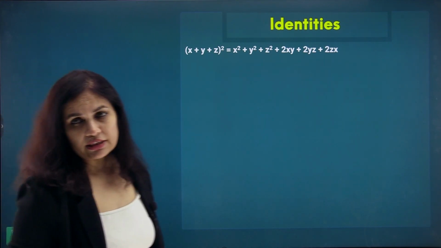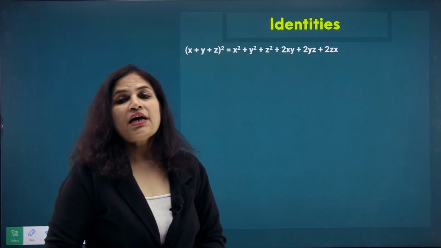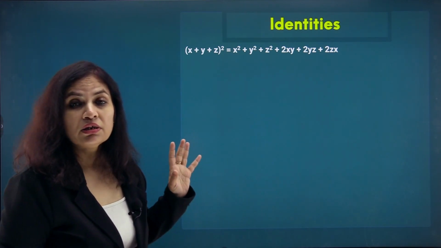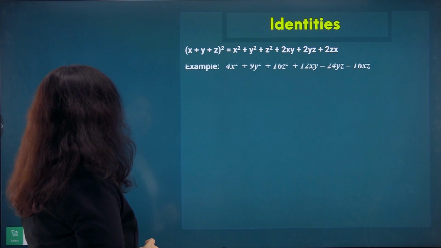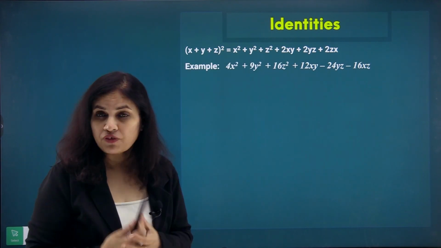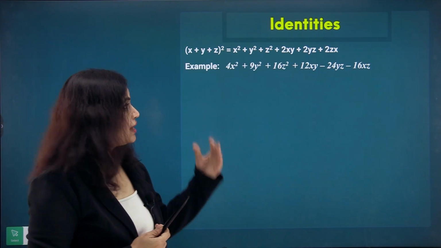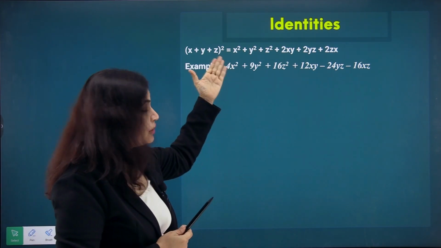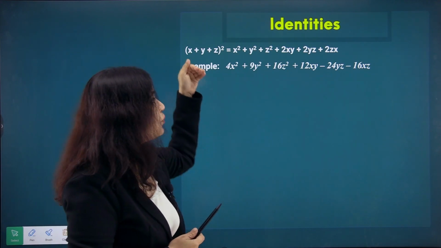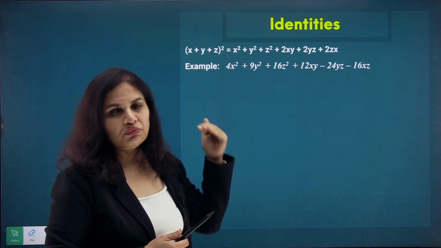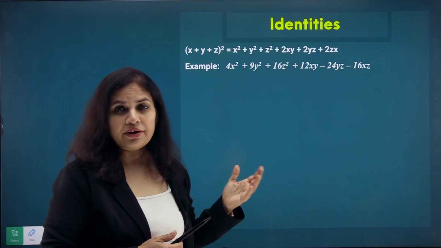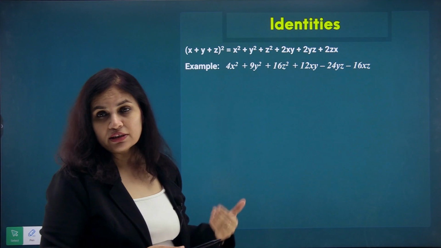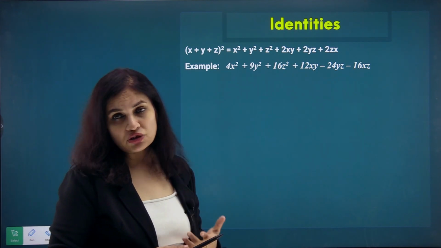Coming to the last identity of squares, that is the square of the sum of three different terms. How to factorize such a big expression by the use of this identity? If we had not known this identity, then we would have to resort to trial and error method by finding all the factors and then putting the values, and it would have become such a tedious work.